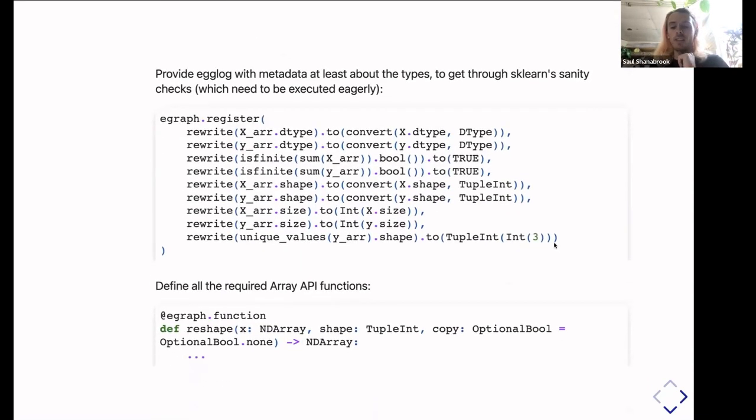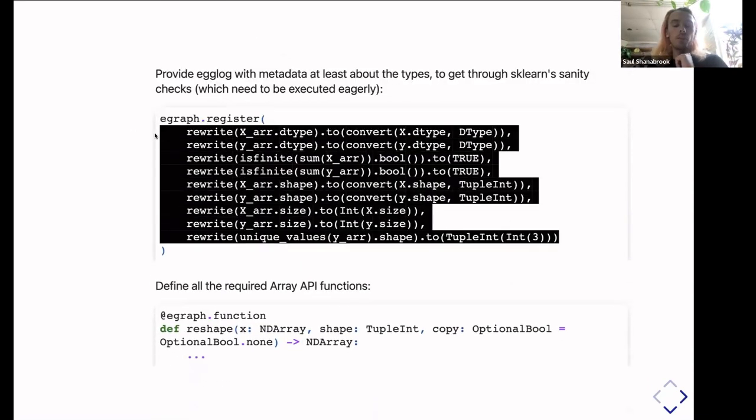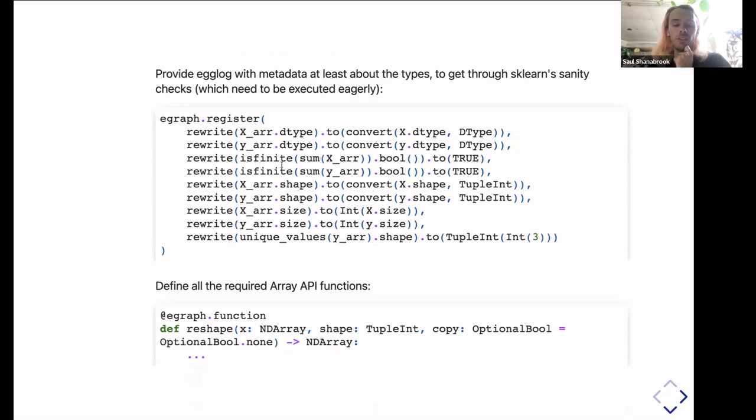So what I fed it was some particulars, basically some metadata. Let's feed it the dtypes of each array. Let's say they're both finite, the sum of them. The shape of the unique values is 3. Just a bunch of random stuff that popped up that it needed to know.